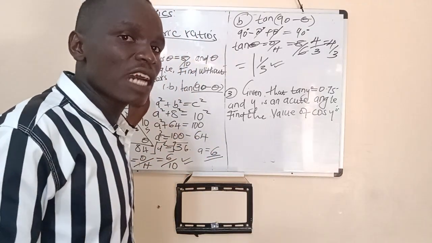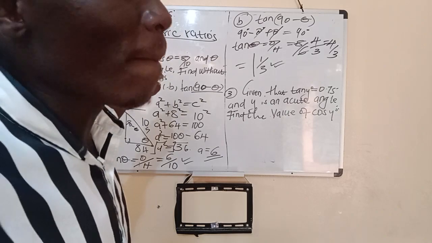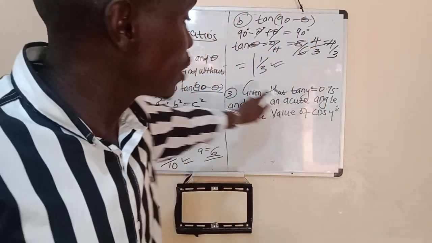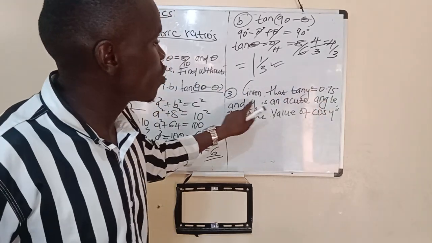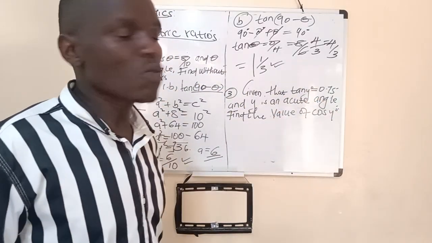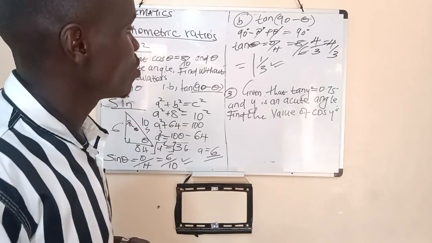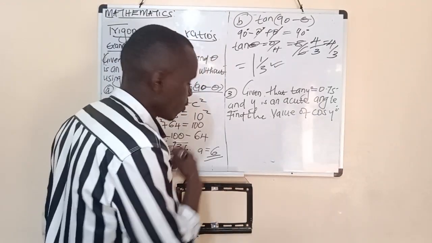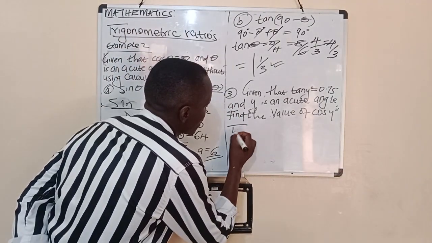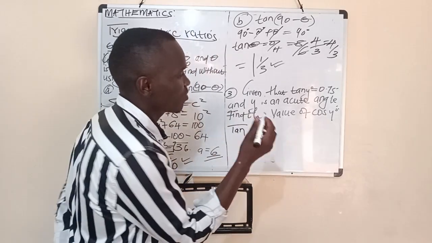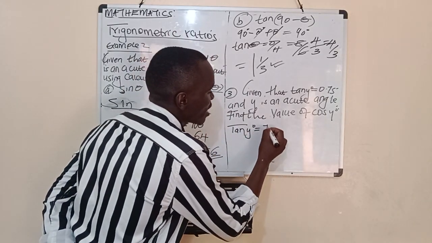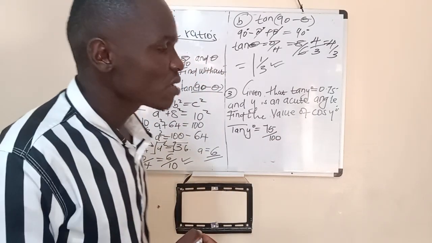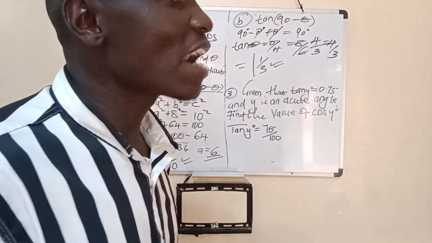Remember, even here they had told us that theta is an acute angle. So in this case, y is an acute angle. We already know that if we use the same criteria, we are going to get our answer. How do we do it? We already know that if tan y degrees is given by 0.75, we can write it as 75 over 100.